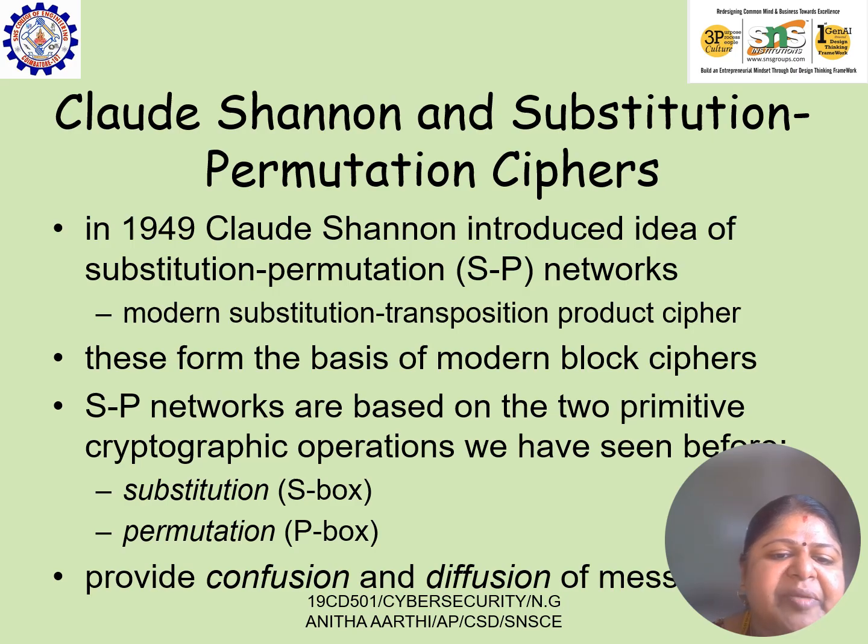SP networks are based on 2 primitive cryptographic operations we have seen before, that is substitution and permutation, S boxes and P boxes. This provides us confusion and diffusion of messages. Since this will aid in effective encryption and decryption of block ciphers, next is the block cipher substitution technique.